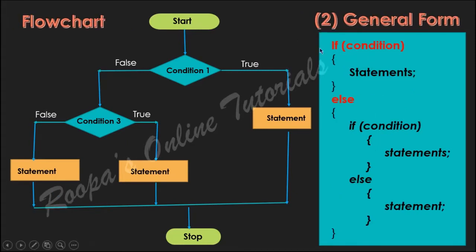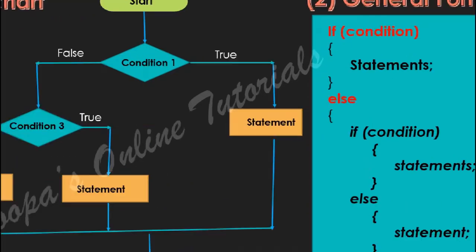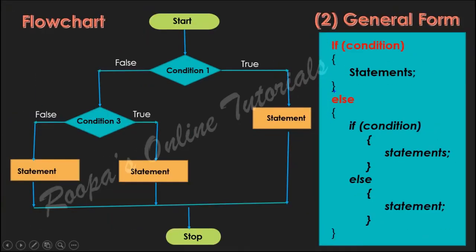This is the second form of the if condition. Here, if you observe, we have the if condition inside the else block. If this condition is true, it will execute the statements. If it is false, it comes to the else block. And inside the else block, again, we have an if else statement. So these conditions will be checked and executed.